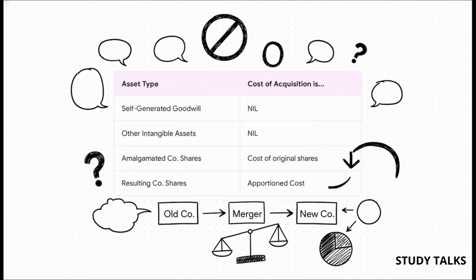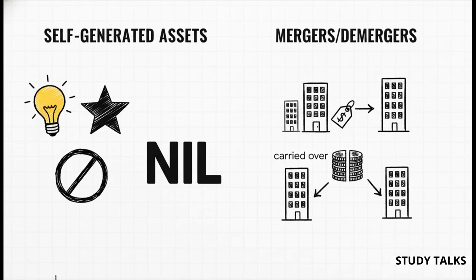And finally, in a demerger, the original cost gets split between the old and the new shares based on a specific formula. So, what's the recap? For self-generated assets, the cost is zero. For corporate stuff like mergers and demergers, the cost isn't lost, it just gets carried over or split up. Why does this matter? Because examiners absolutely love to test these little exceptions to see if you're paying attention. These are easy marks if you just remember the rules.